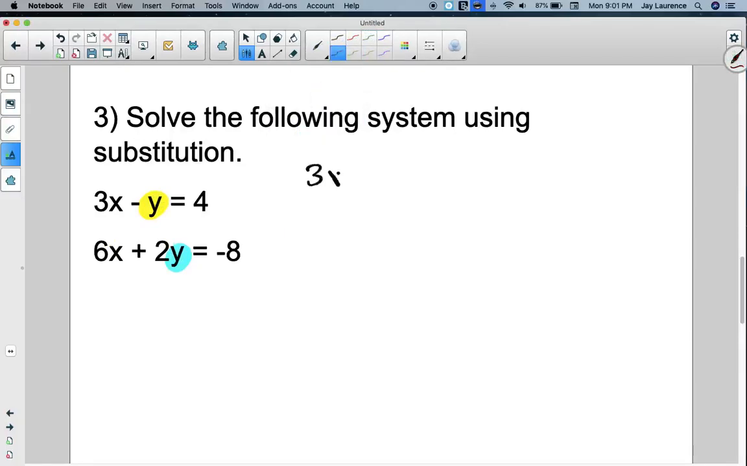So I'm going to have 3x minus y equals 4, and then I'm going to isolate the y. So I'll subtract 3x from both sides.